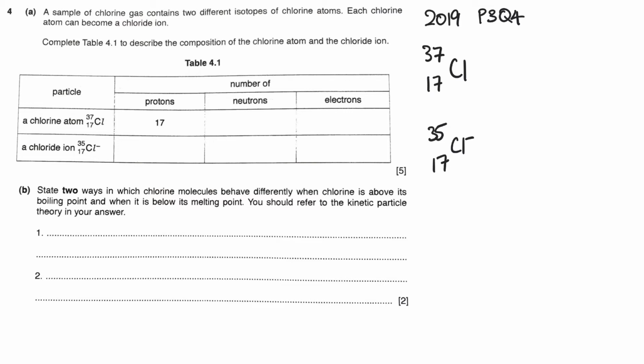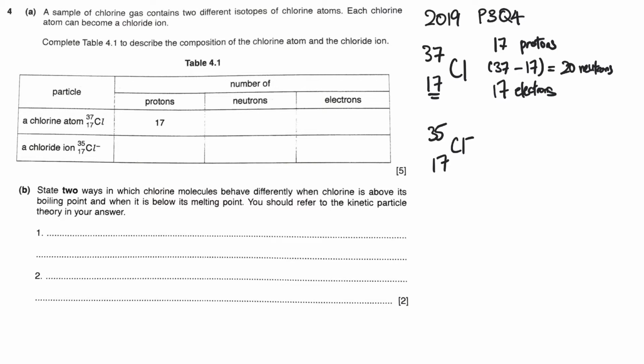First, this number is the proton number, so this is 17 protons. The number of neutrons is 37 minus 17, 20 neutrons. This is a chlorine atom, so the number of protons and electrons should be equal. So there are 17 electrons as well.